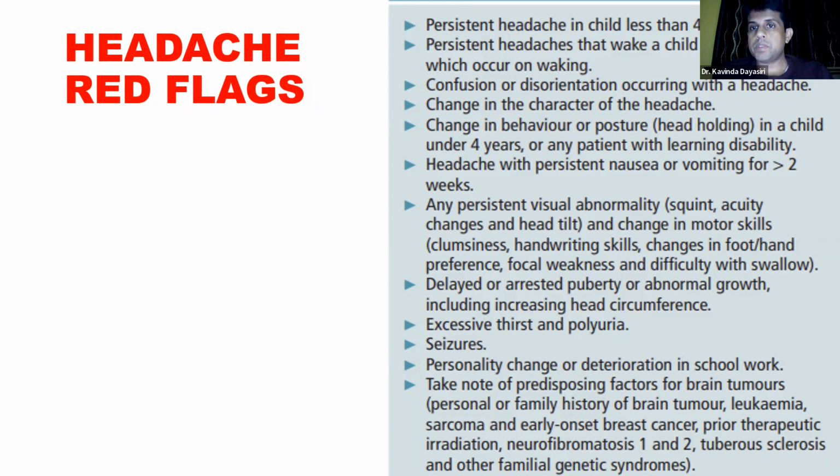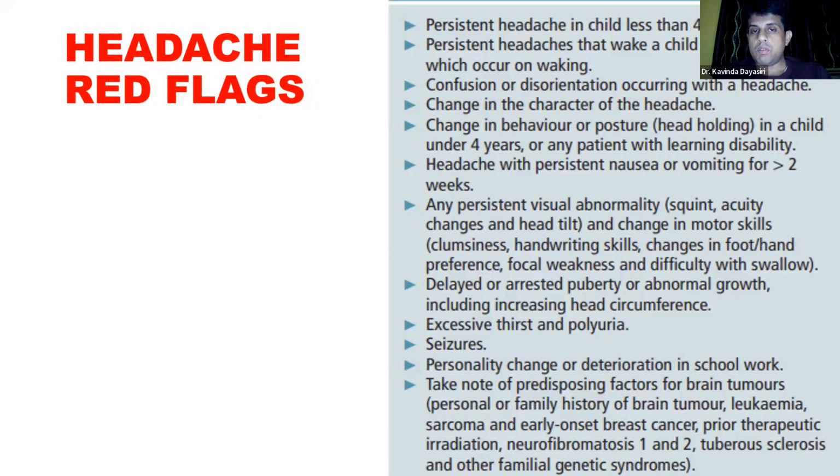and associated symptoms like confusion or disorientation, change in the character of the headache, and change in the behavior of the child or the posture of the child, or headache that comes in association with persistent nausea and vomiting that is more prominent in mornings, and alarming neurological symptoms like deterioration of handwriting skills, clumsiness, change in hand preference, focal neurological signs like focal weakness, arrest in pubertal development, especially in teenagers, which may indicate underlying hydrocephalus or a space occupying lesion, or polyuria and presence of seizures, change in personality.